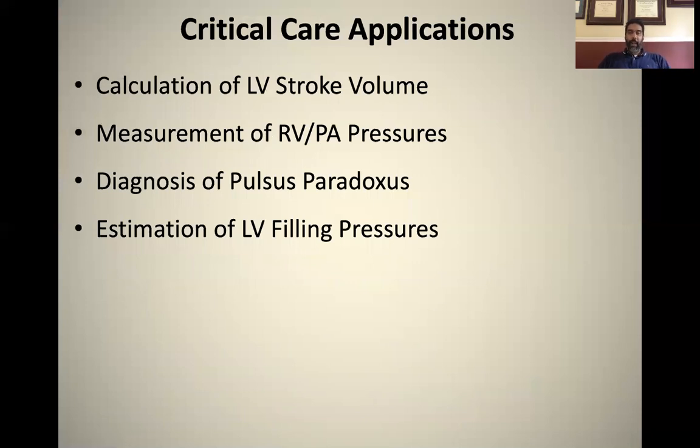There's really four big applications for Doppler in critical care, and these really are listed in order of frequency of use. We use Doppler to measure or calculate left ventricular stroke volume, probably the most commonly used method in most situations. We can also use it to measure right-sided pressure dynamics: RV systolic pressures, PA systolic pressures, mean pressures, diastolic pressures, and so on. We use Doppler to identify the presence of pulsus paradoxus. This is when we're trying to identify evidence of tamponade physiology early on in the evolution of tamponade. And finally, we can use Doppler to help us estimate left ventricular filling pressures. So these are the four big applications that we're going to talk about in subsequent lectures.